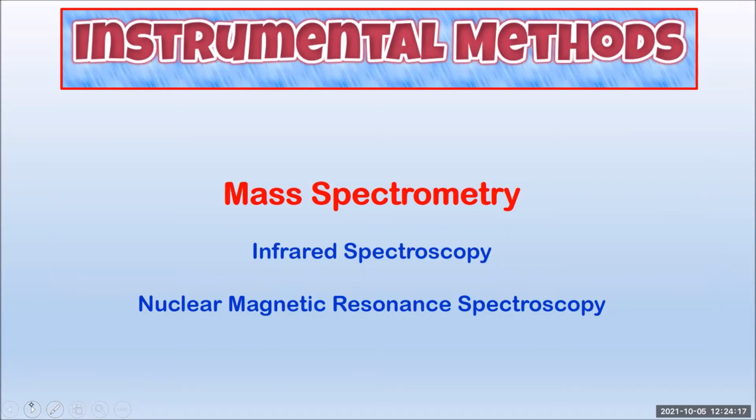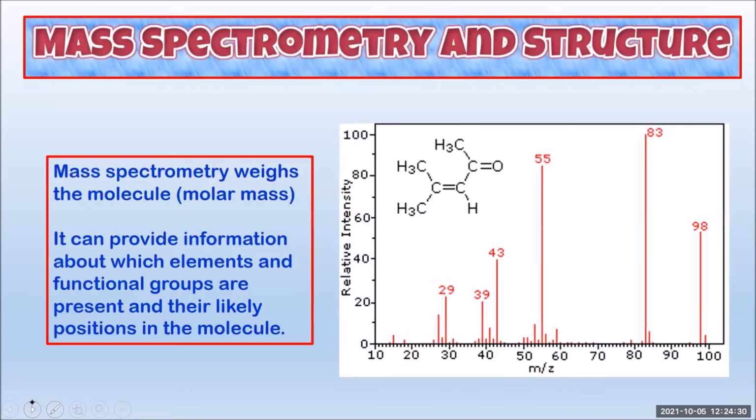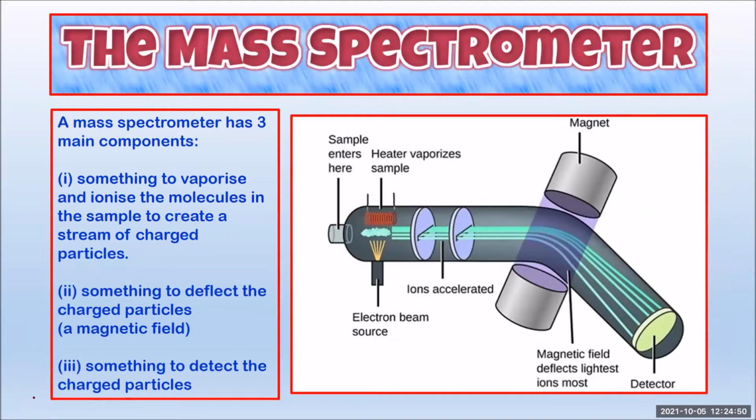In this tutorial, we will learn to interpret a mass spectrum to gather some clues about the structure of an organic compound. Mass spectrometry weighs the molecule, so it can give you the molar mass. It can provide information about which elements and functional groups are present and also their likely positions in the molecule. The instrument used is the mass spectrometer. Now you only need a tiny sample for this technique, and this is good because this technique is what we call a destructive technique. You are never getting that sample back.